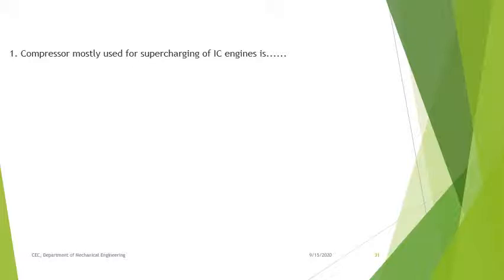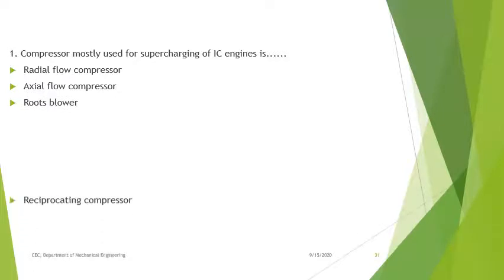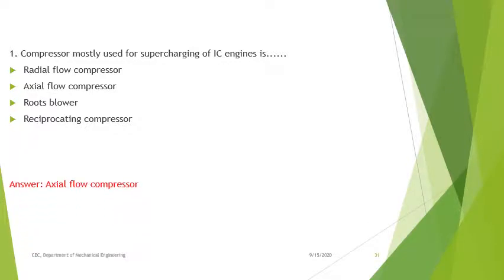Up to here, the questions are related to internal combustion engines. So now onwards, the questions are taken from the next topic, that is air compressor. In that first question, compressor mostly used for supercharging of IC engine is radial flow compressor, axial flow compressor, Roots blower, reciprocating compressor. The correct answer for this one is axial flow compressor.